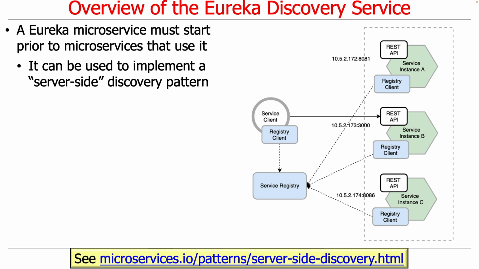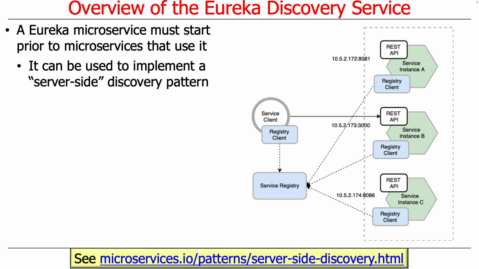You can use it for both client and server-side discovery. We're using it for server-side discovery. And what that means is that the various microservices are going to register with Eureka, and then the API gateway is going to use Eureka, in that context, to find the backend services.